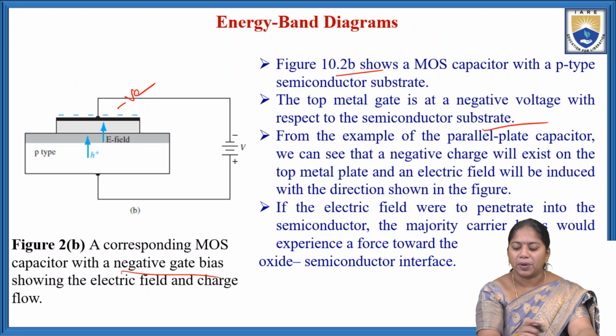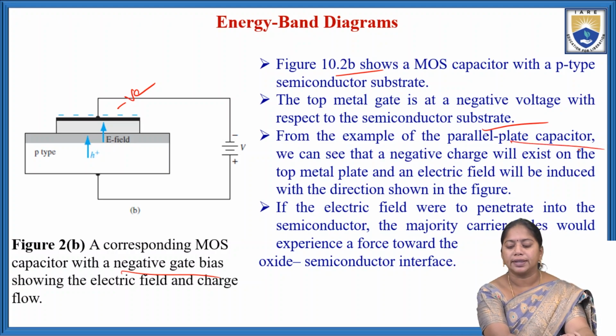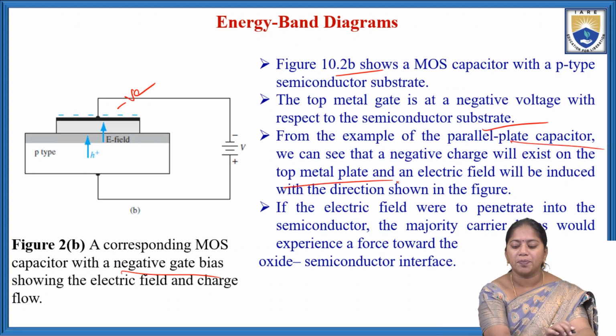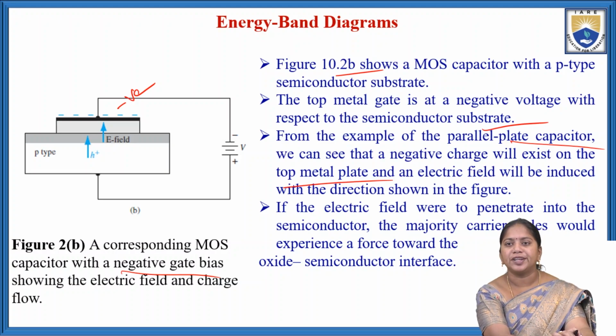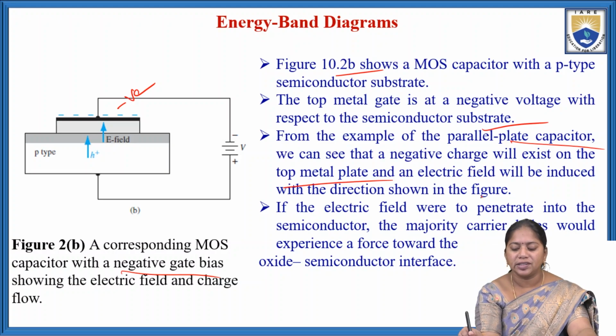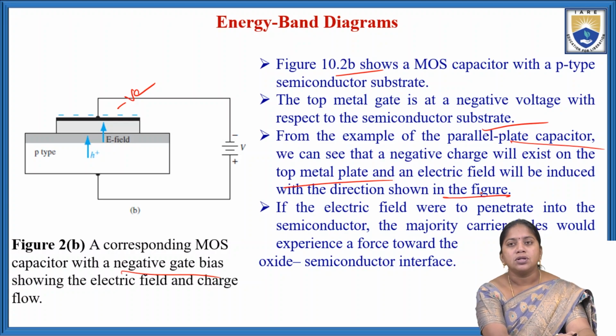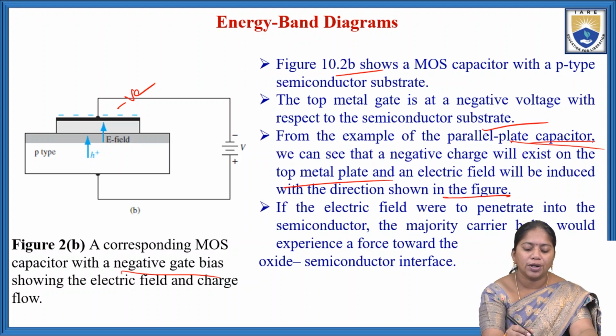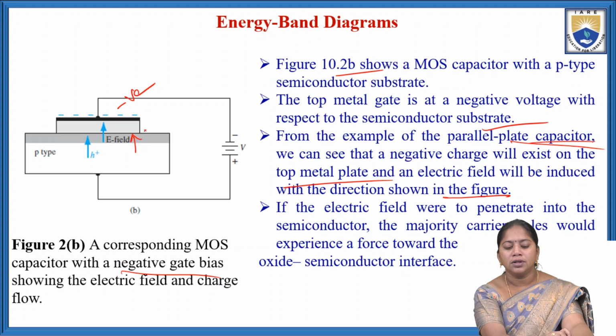From the example of the parallel plate capacitor, we can see that a negative charge will exist on the top metal plate and an electric field will be induced in the direction shown in the figure. In the previous diagram, we have seen that negative charge will be developed on the top plate and positive charge on the bottom plate.